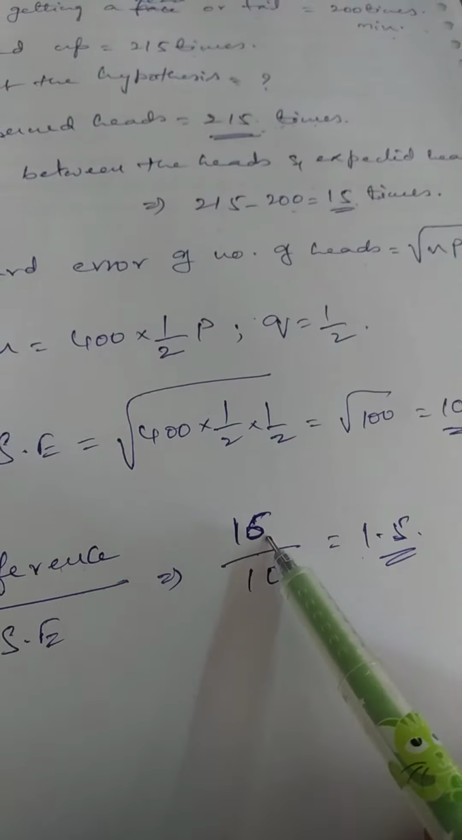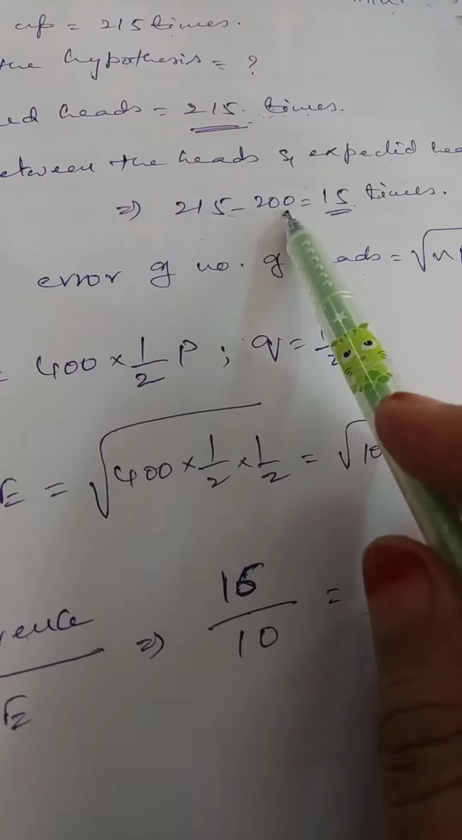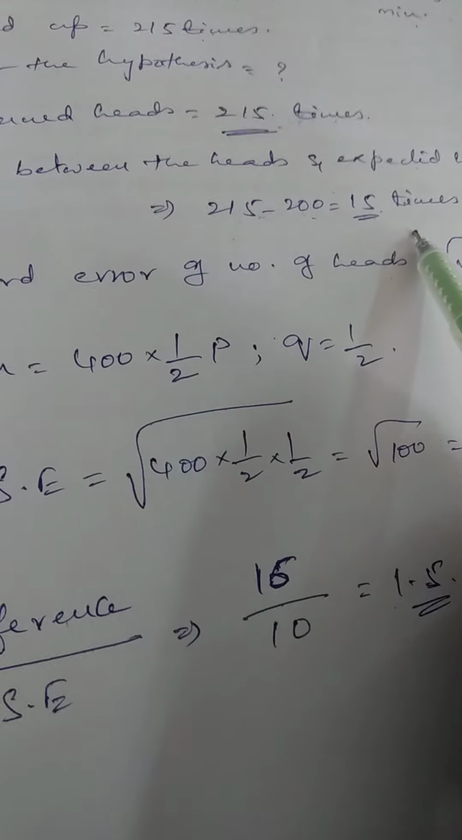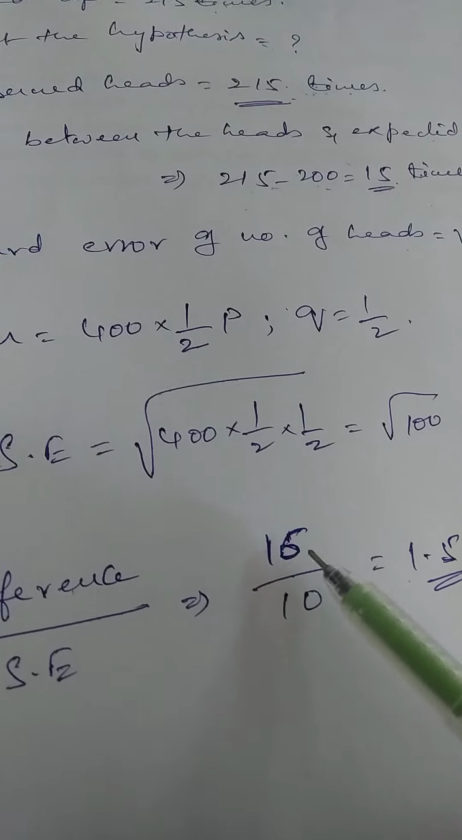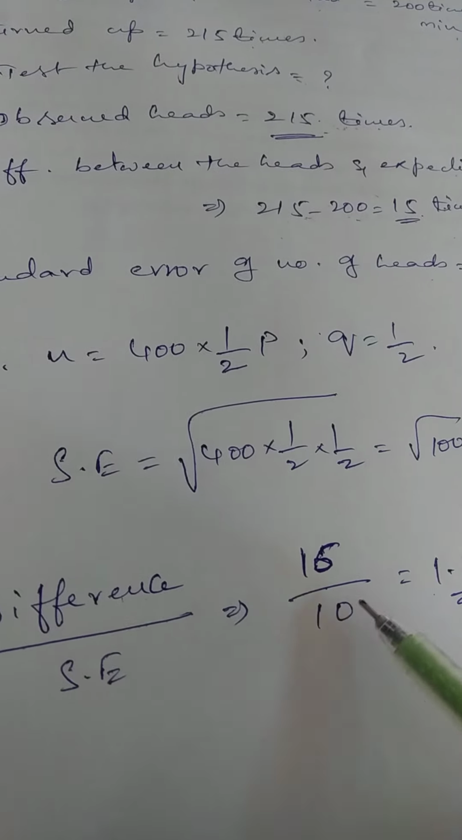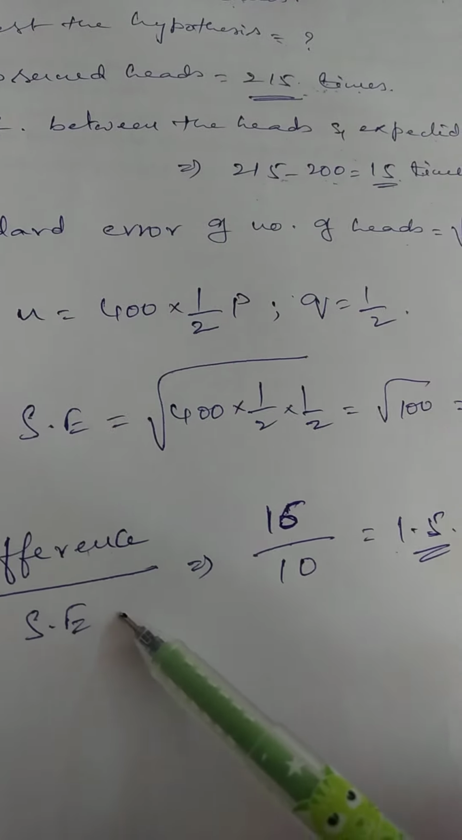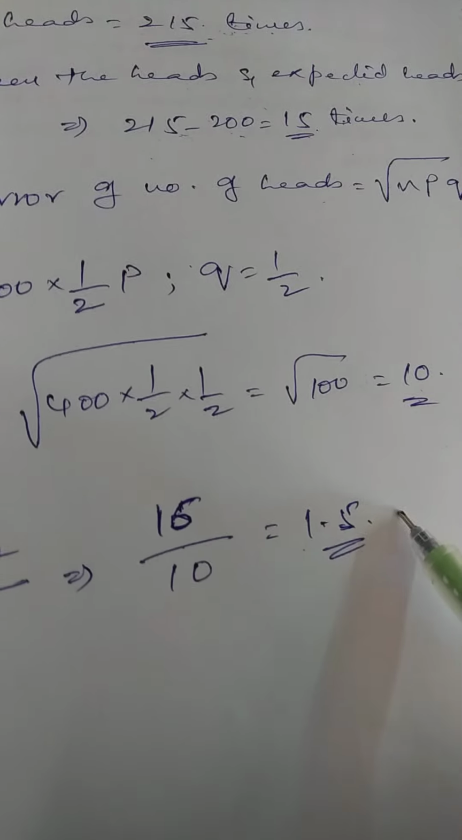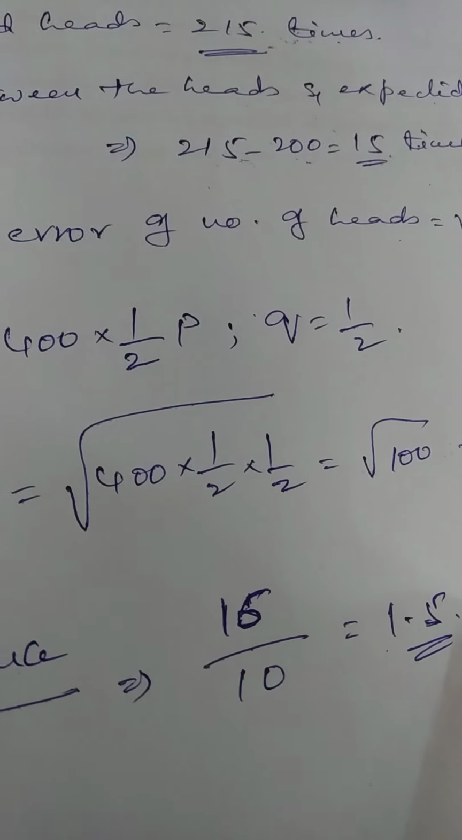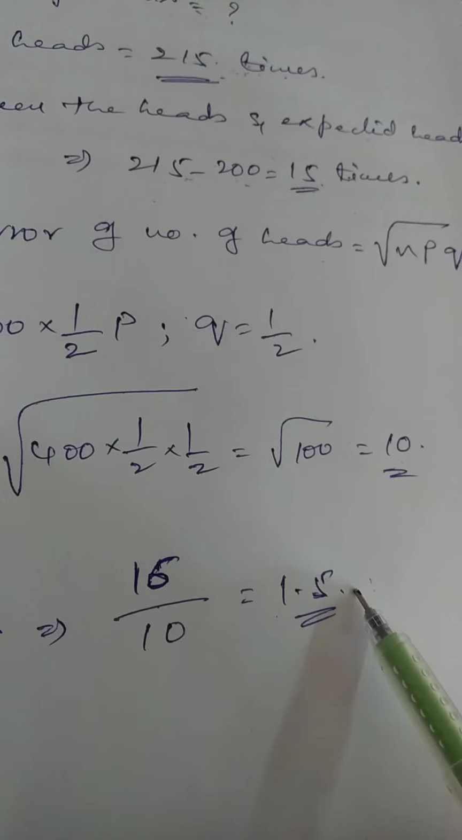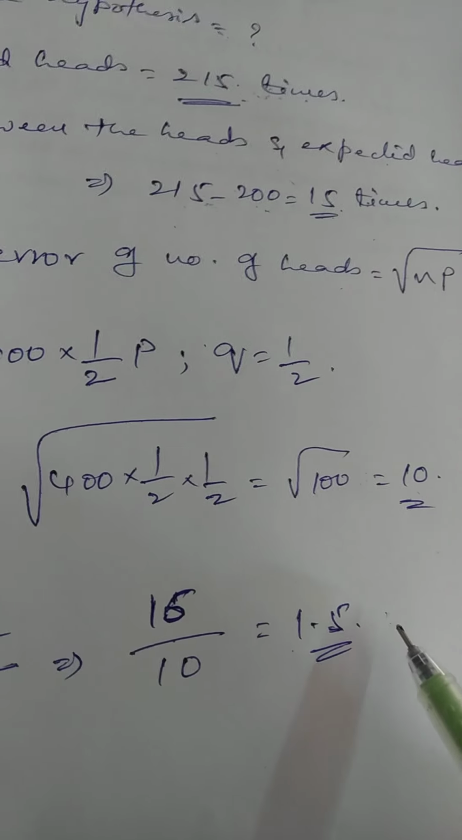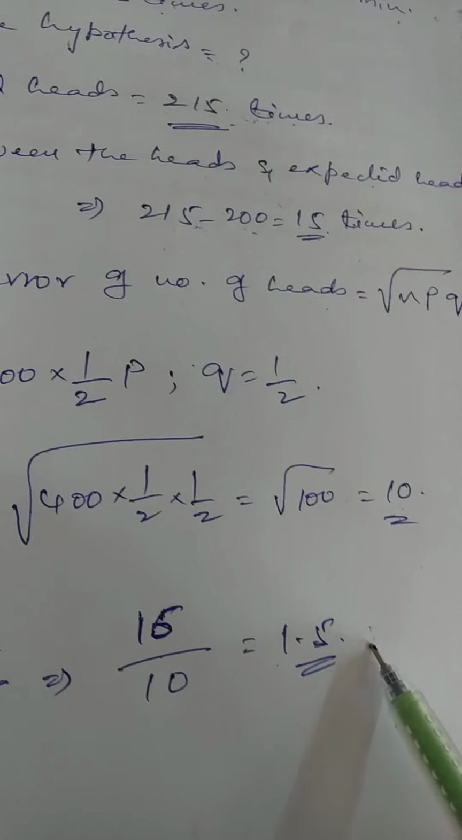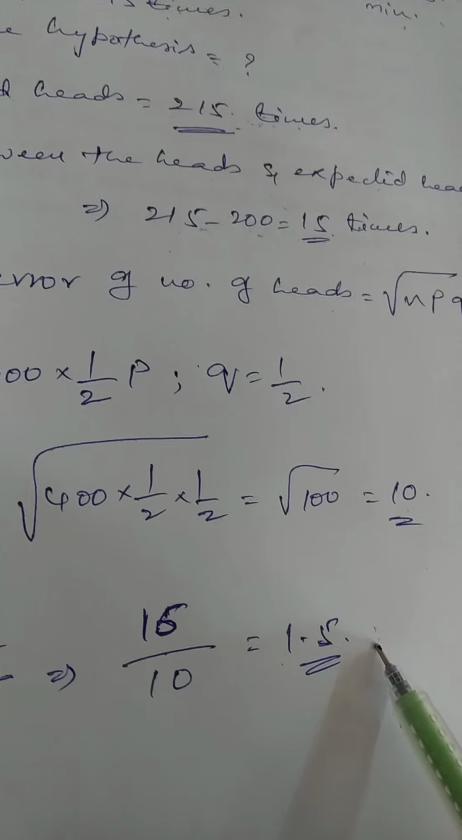Where did we get this 15? It is the difference between the expected and the observed result, that is 15. So here your answer is 15 by 10, where 10 is my standard error in this particular problem. So, 1.5. So, what is this 1.5? The difference between the observed and expected number of heads is less than 1.96 standard error.